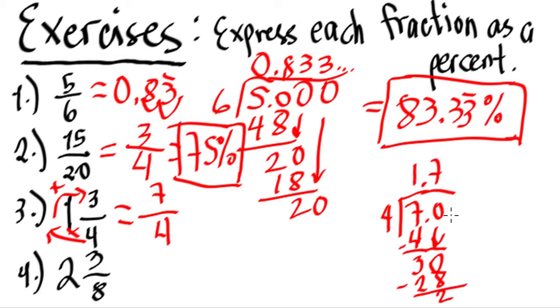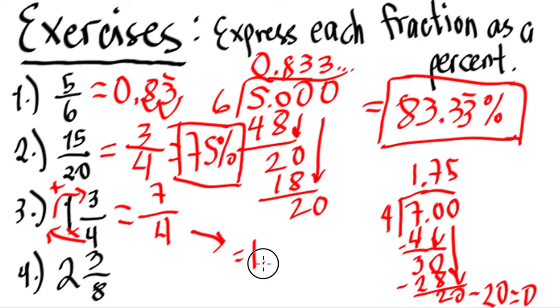And then bring down a 0. And then what we have is 20 here. 20 divided by 4 is going to give us 5. And 5 times 4 is going to give us 20. 20 minus 20 is going to give us a 0. So therefore, it's the end of the division. So we have 1.75. So in decimal form, this is equivalent to 1.75.